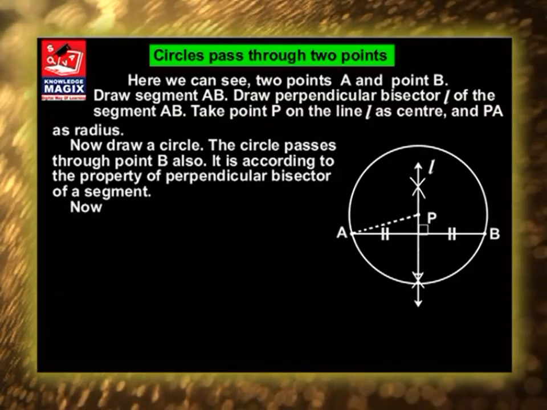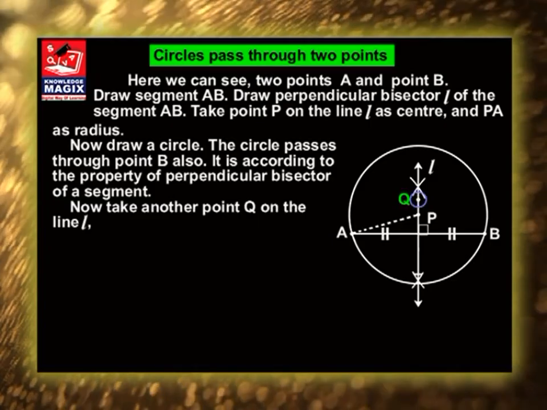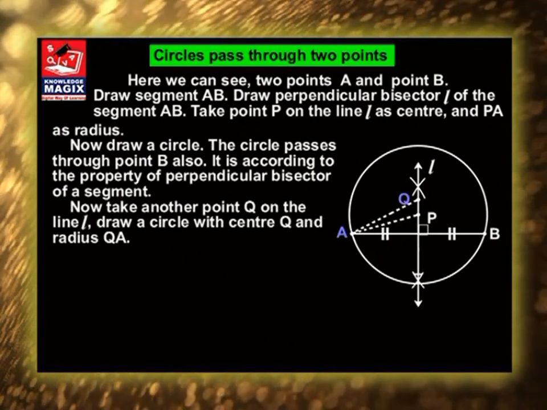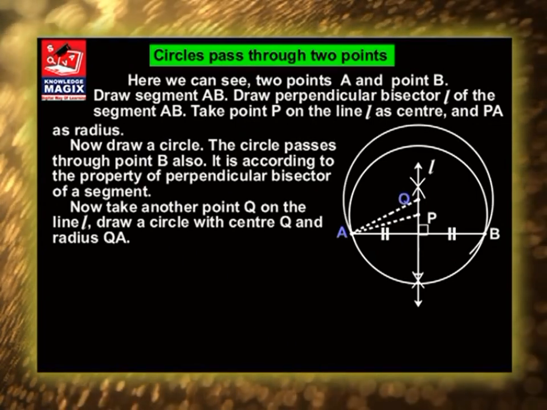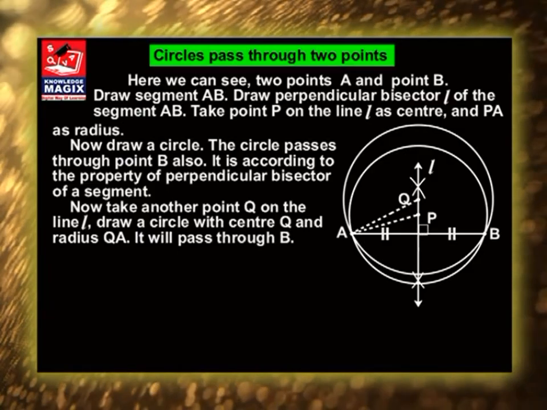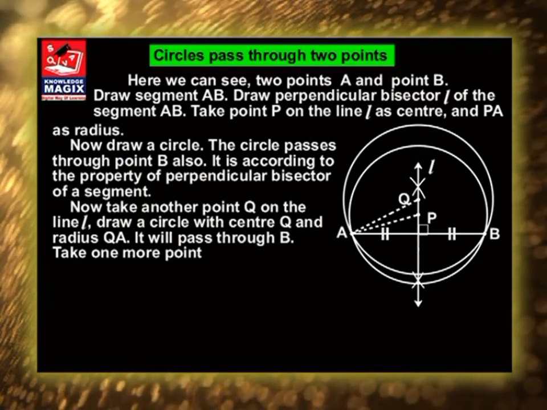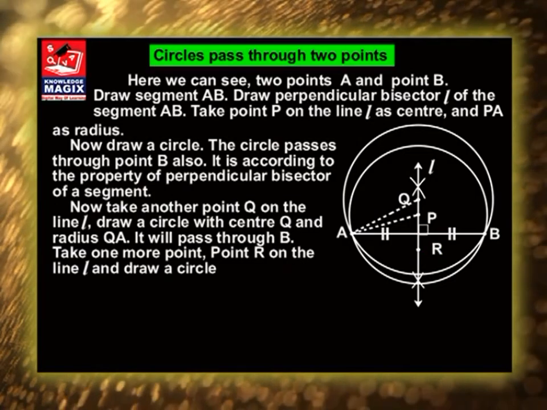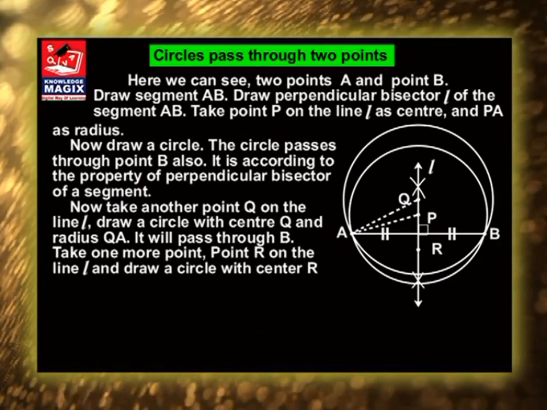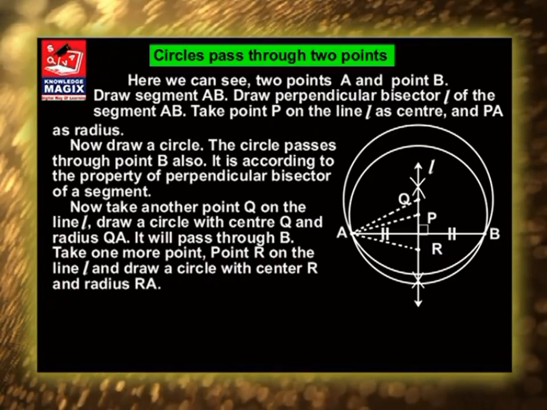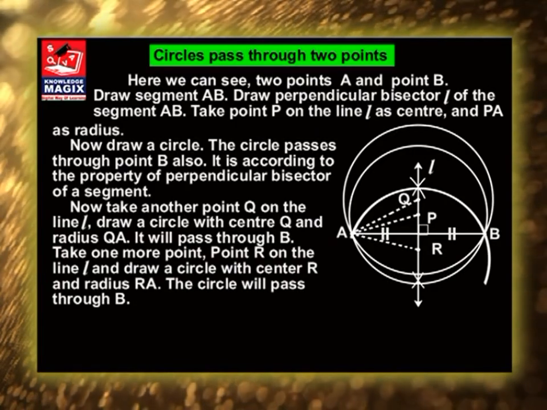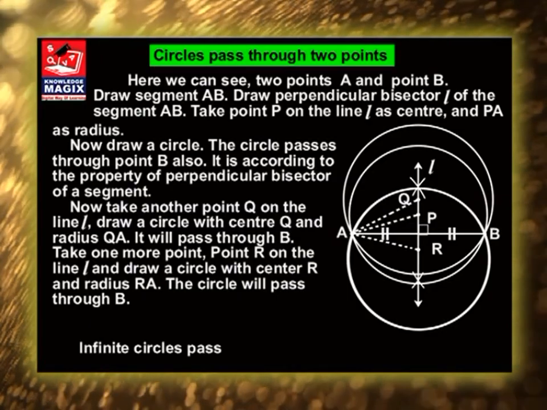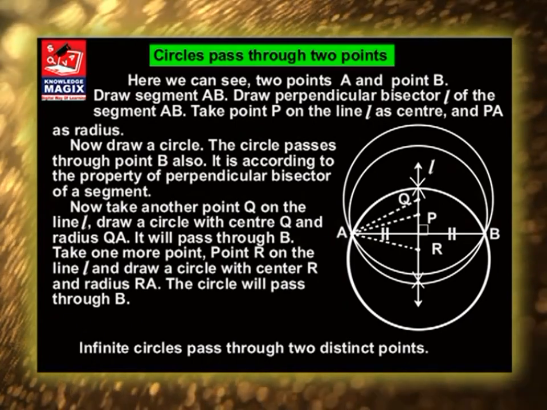Now take another point Q on line L. Draw a circle with center Q and radius QA. It will pass through B. Take one more point, point R on the line L, and draw a circle with center R and radius RA. The circle will pass through B. That means infinite circles pass through two distinct points.